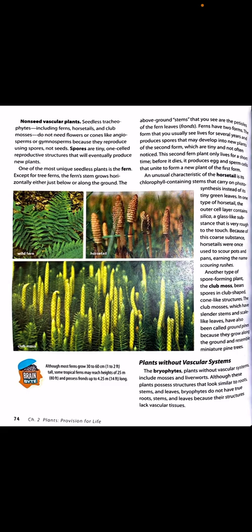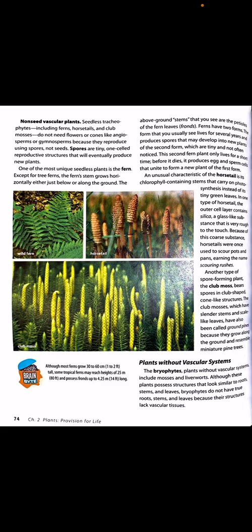Non-seed vascular plants. Seedless tracheophytes, including ferns, horsetails, and club mosses, do not need flowers or cones like angiosperms or gymnosperms because they reproduce using spores, not seeds. Spores are tiny, one-celled reproductive structures that will eventually produce new plants. One of the most unique seedless plants is the fern.